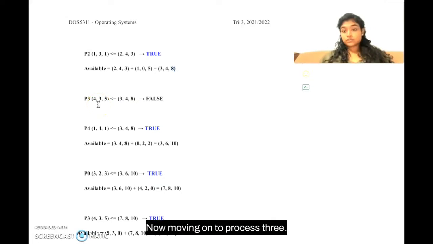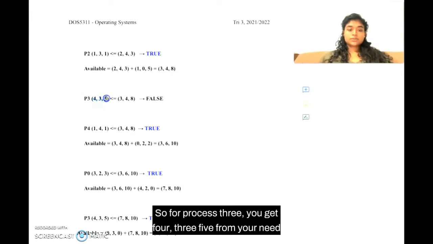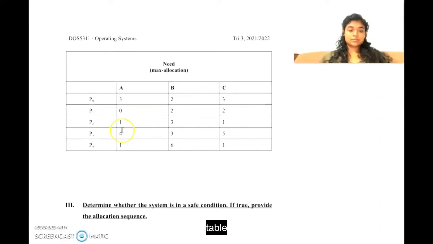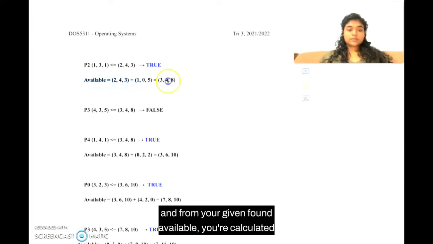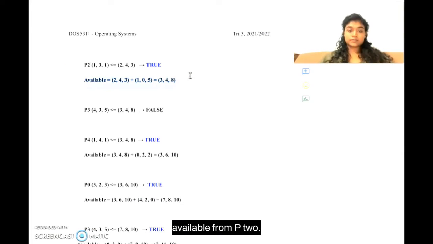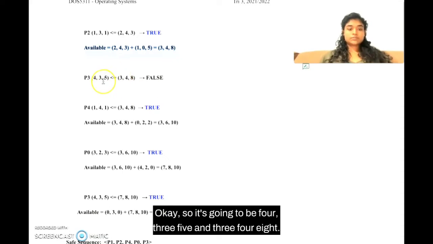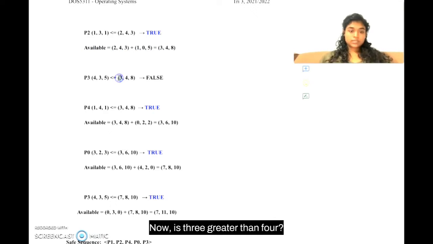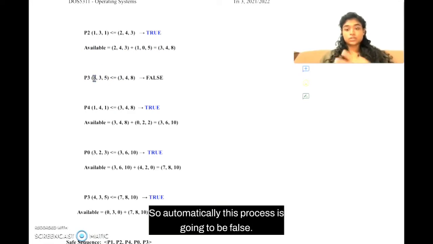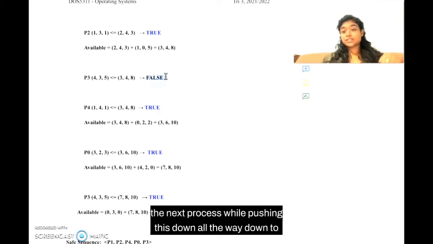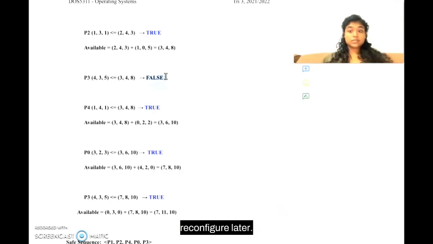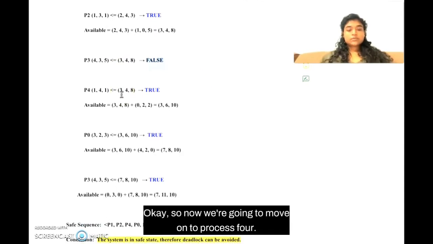Okay, now moving on to process 3. So for process 3, you get 4, 3, 5 from your need table. So 4, 3, 5. And from your calculated available from P2, it's going to be 4, 3, 5 and 3, 4, 8. Now, is 3 greater than 4? No. So automatically this process is going to be false. You're going to just move on to the next process while pushing this down, all the way down, to reconfigure later.